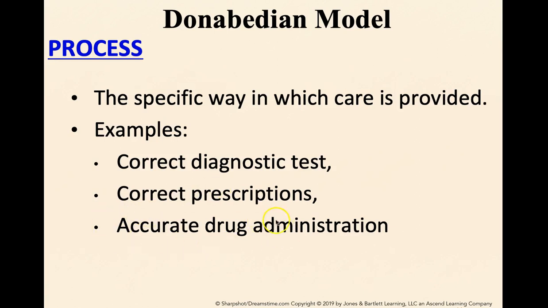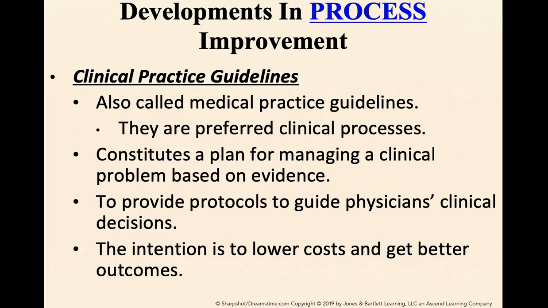So this also goes to what we're going to talk about towards the end of this section, which is patient safety, because giving accurate drug administration is one of those things that have caused some problems and have actually endangered patients in the past. There are currently some developments in process improvement. So under process, there are certain things that are actually being initiated or being put in place.